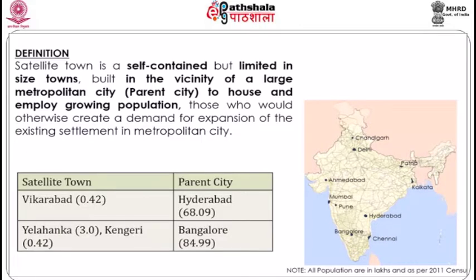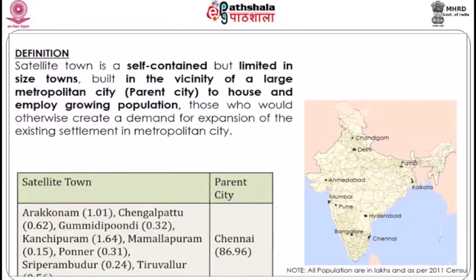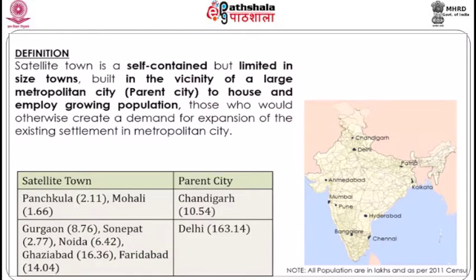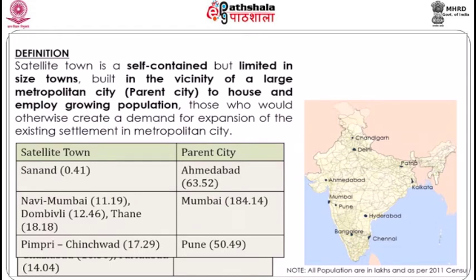And we can see that Vikarabad is a satellite town to Hyderabad; Yelahanka, Kengeri are satellite towns to Bengaluru. Arakonam, Chengalpattu, Kanchipuram are all satellite towns to Chennai. Panchkula, Mohali to Chandigarh. Gurgaon, Sonipat, Noida, Ghaziabad are satellite towns and the parent city is Delhi. Sanand is a satellite town to Ahmedabad, the parent city. Navi Mumbai is the satellite town to Mumbai, the parent city. And you can see in the map the location of these towns.